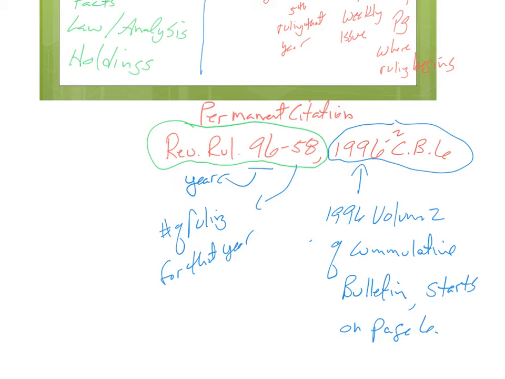So for our purposes, if you want to shorten your citation to just this portion that's circled in green, that is just fine, okay? Because the whole reason you cite all of these things in a research document is so that someone can go back and verify that your sources say what you say they say. And so now all you need is the year and the revenue ruling number in order to be able to find that in an electronic database. So it saves us a little bit of space and time as we're documenting things.